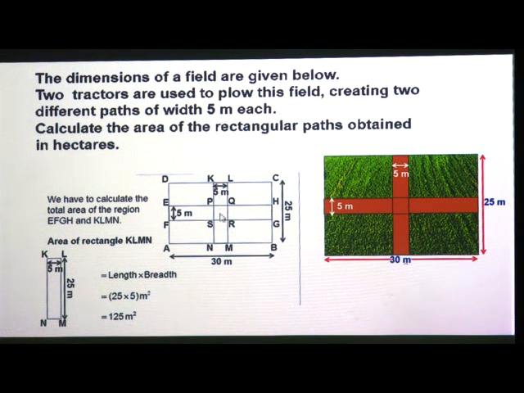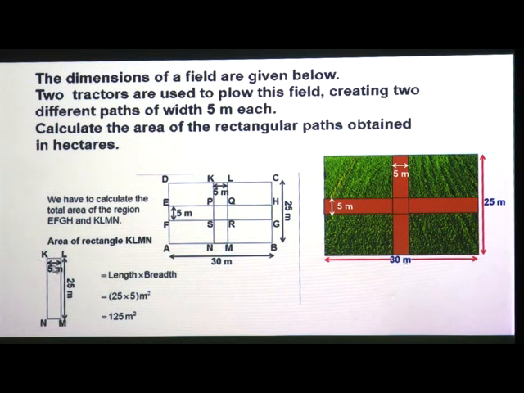So, the area of rectangle KLMN is equal to what? What is the area of a rectangle? Yes, you are right, the area of a rectangle is length into breadth. Just to show it differentiated, so it will be easier to understand, I have drawn the figure here.